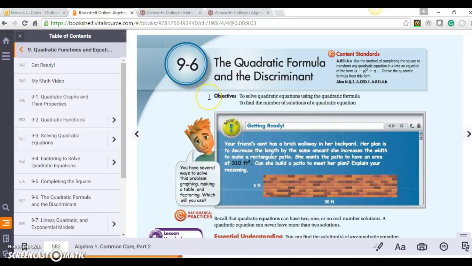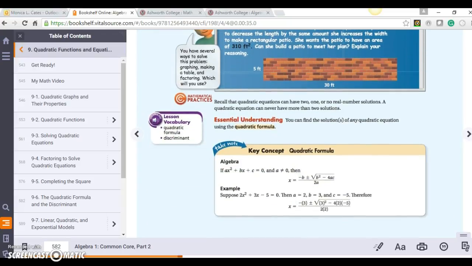Students, we're looking at lesson 9-6, the quadratic formula and the discriminant. Coming down to the essential understandings, you can find the solution or solutions of any quadratic equation using the quadratic formula.